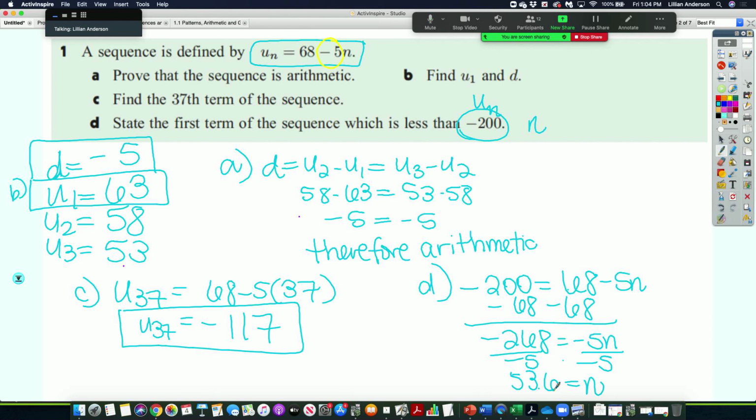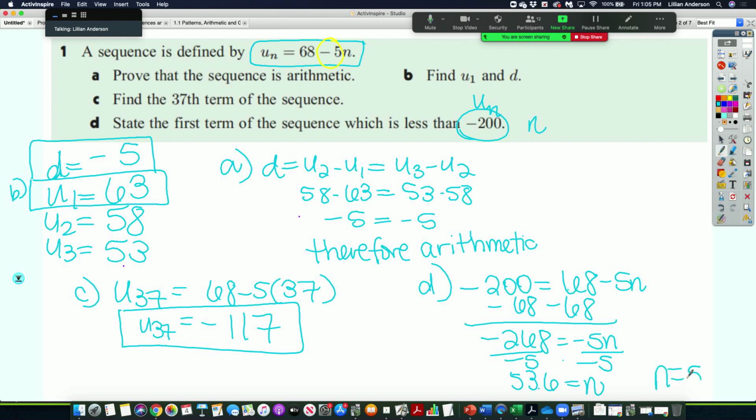Question to the class. If n is supposed to be your number of terms, is there such a thing as a 53.6th term? No. So what does that mean? You'd have to round it. You are going to have to round it. To what? Is it going to be 53 or is it going to be 54? 54, exactly.